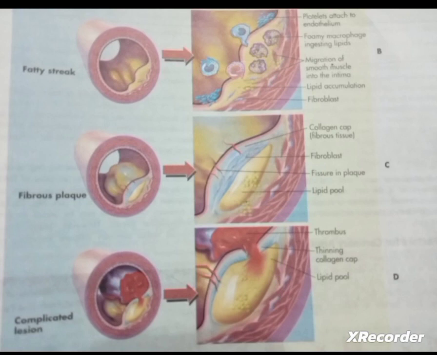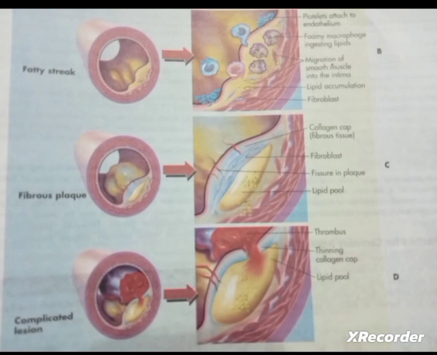So fatty streak is nothing but lipid-filled smooth muscle cells, and due to the filling of this lipid, it becomes yellowish in color. So that is regarding the fatty streak.